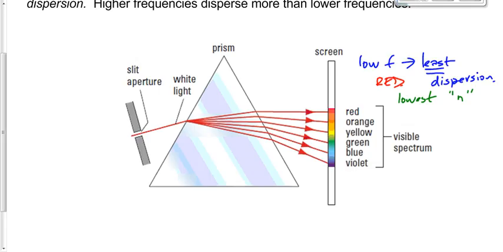It's glass that has the lowest index for red light or for low frequencies, or you could say for long wavelengths, right? So violet light, which is the highest frequency, the shortest wavelength, would disperse the most and refract the most. Therefore, glass or plastic or water vapor for violet light must have the highest index of refraction.